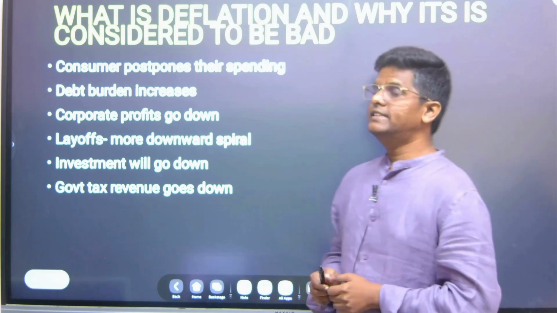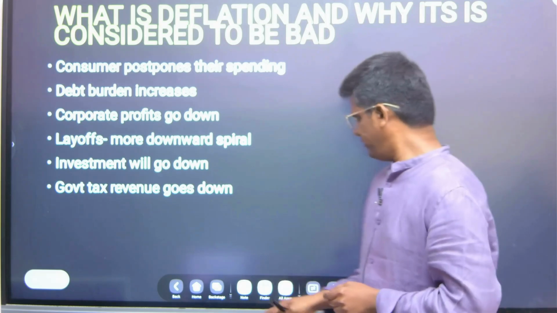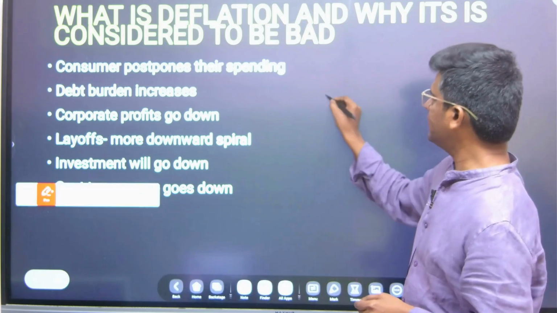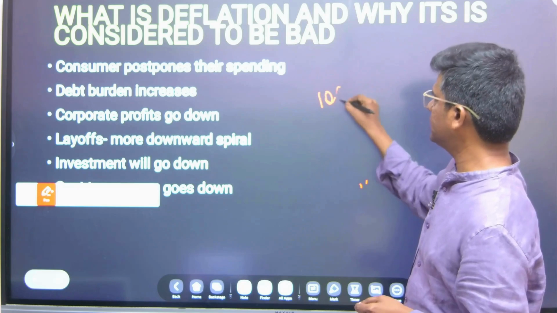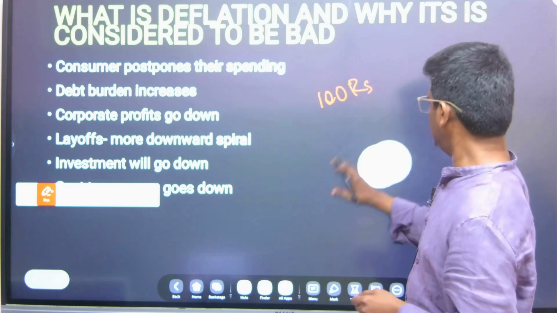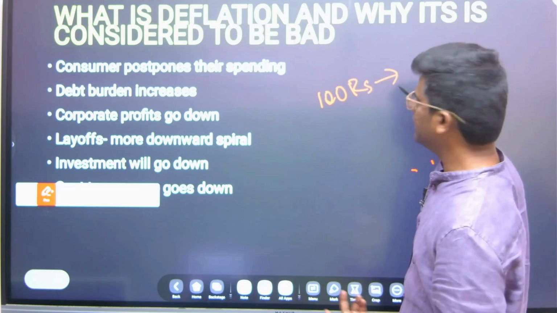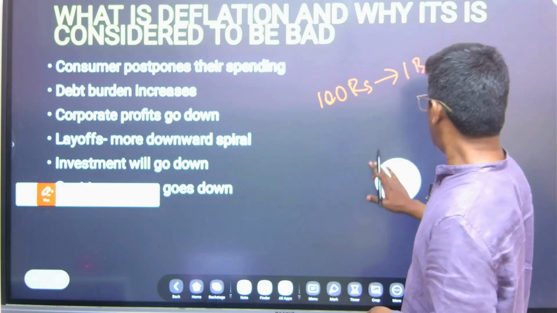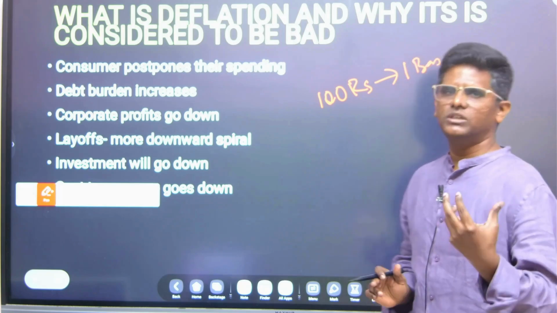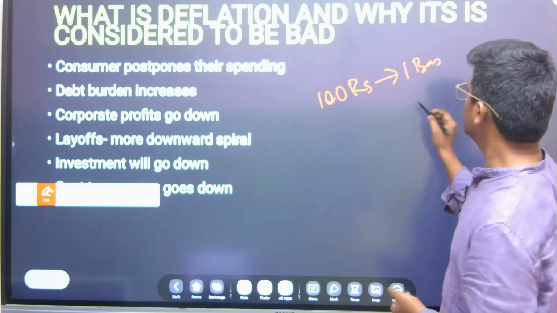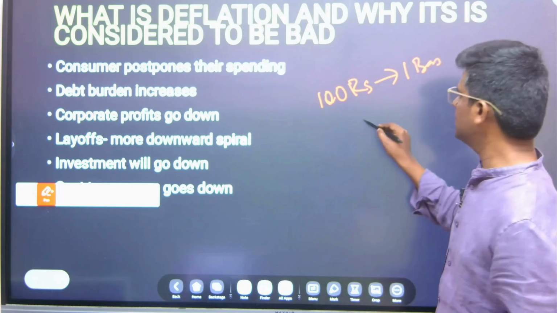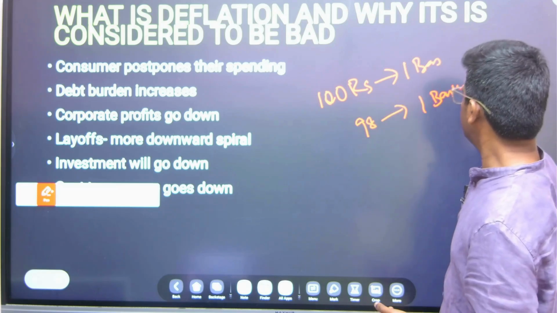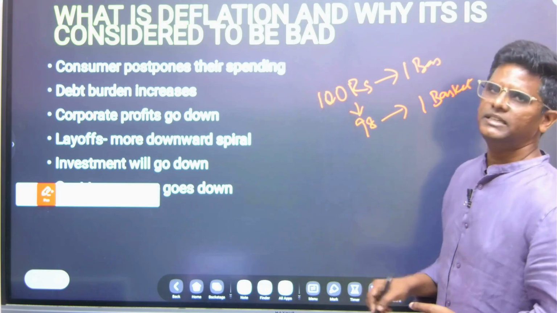Another reason is debt burden will increase. Whenever people take debt, suppose I take 100 rupees debt, and suppose I can purchase one basket of goods with 100 rupees, and suppose there is a deflationary trend, and now after 1 year, 98 rupees can buy one basket. Basically the prices have come down because there is a deflation.